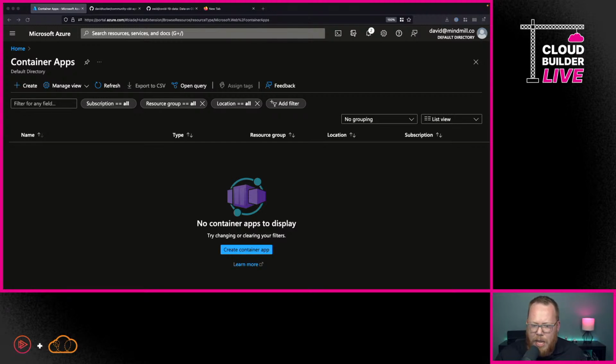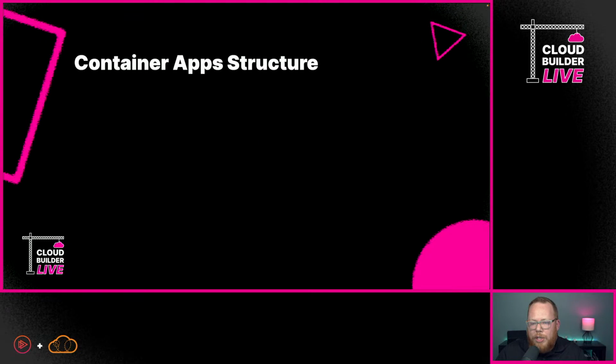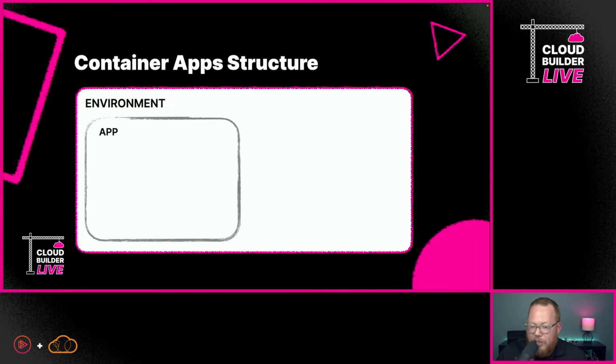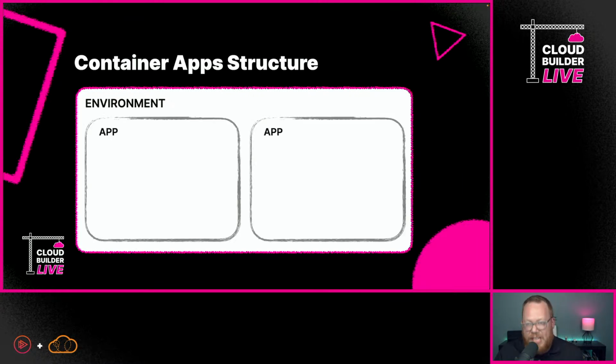Here we have the structure of how a container app works. First of all, we have an environment. The documentation talks about this environment as a boundary, both for the application itself, but also for things like logging and observability. That all exists within an environment, but you aren't limited to just one container app inside of an environment. You can actually have multiple. So here we can have two, for example.